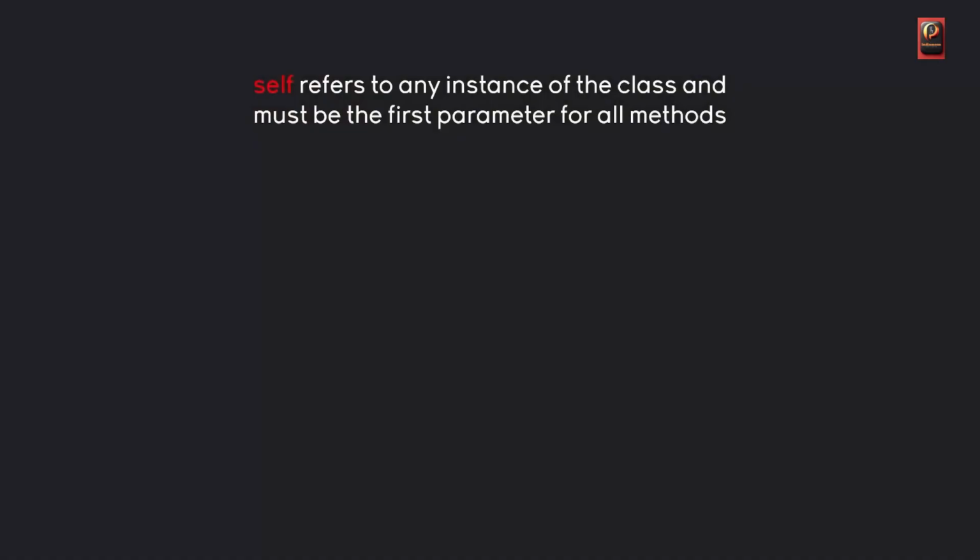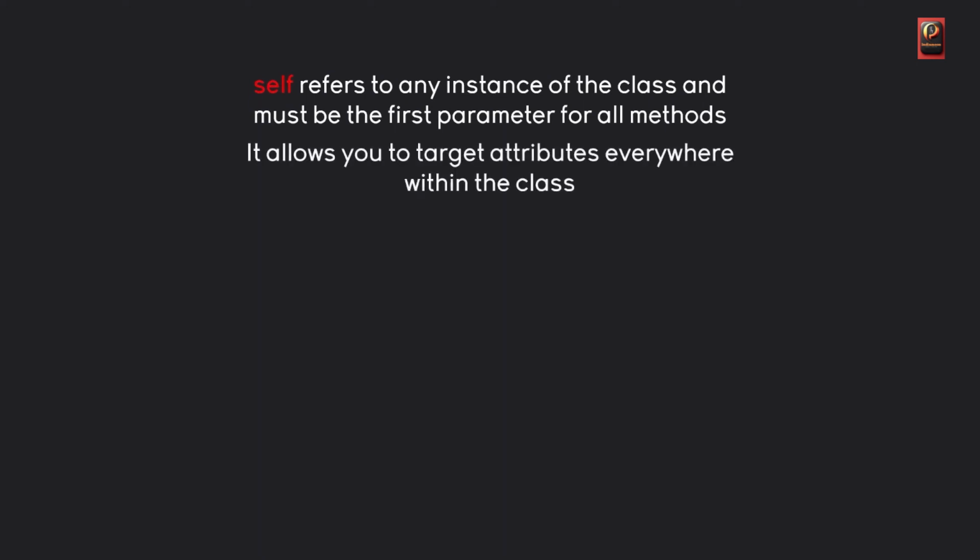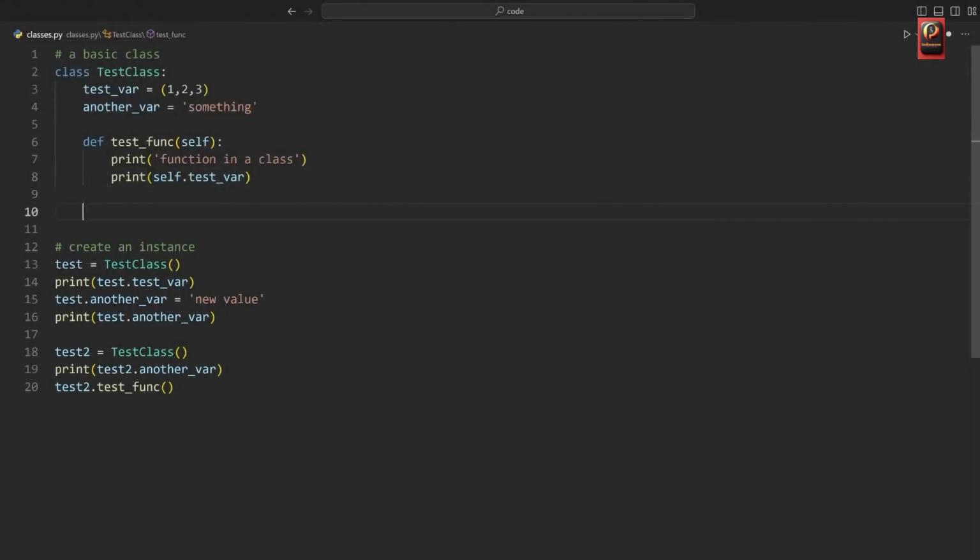So just to recap, self refers to any instance of the class and must be the first parameter for all methods. With that system, you can target attributes everywhere inside of the class. Also, you could target other methods from inside of the class. It's incredibly useful. I suppose I should demonstrate this. Let's define another function, where once again we will need self, and on top of that, we can add any custom parameter. Let's call one with test_parameter, and then I simply want to print test_parameter.